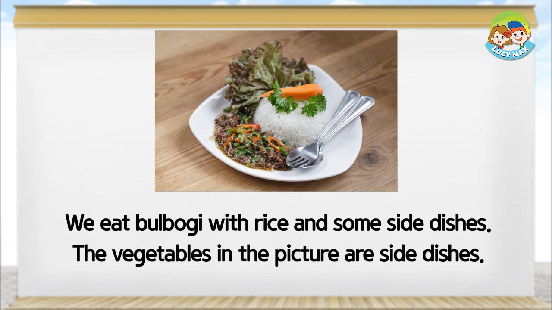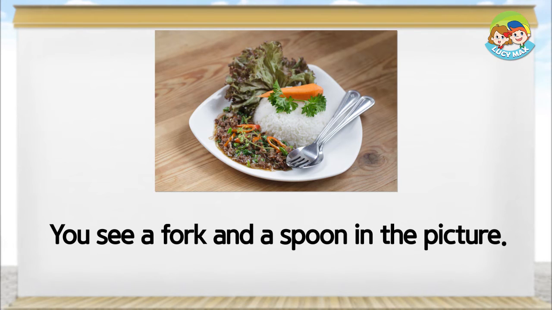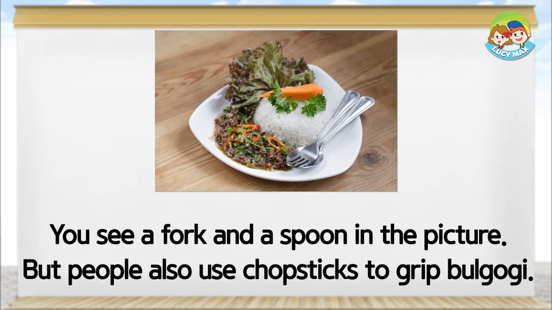The vegetables in the picture are side dishes. Usually there are more side dishes served with bulgogi. You see a fork and a spoon in the picture. But people also use chopsticks to grip bulgogi.